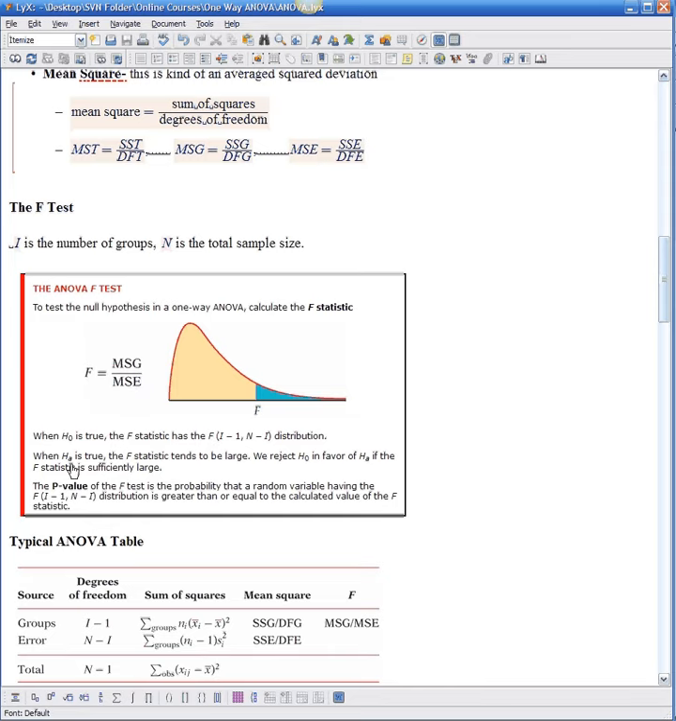Okay, so when the alternative is true and your population means are actually different, then the F statistic will be large because you'll have a lot of variability between the groups. Okay, so when you get a large F statistic, you reject the null hypothesis. Okay, the p-value will be the area to the right of your F statistic.